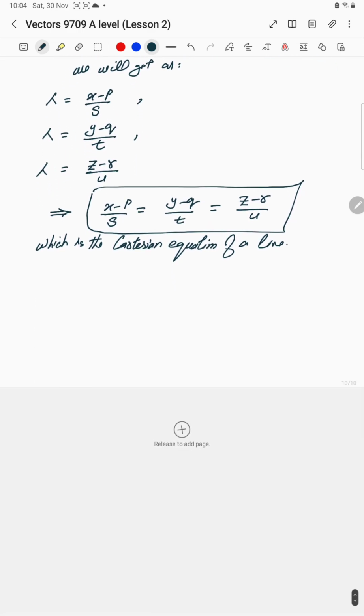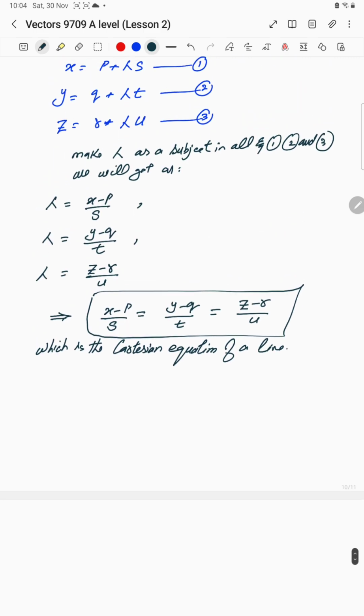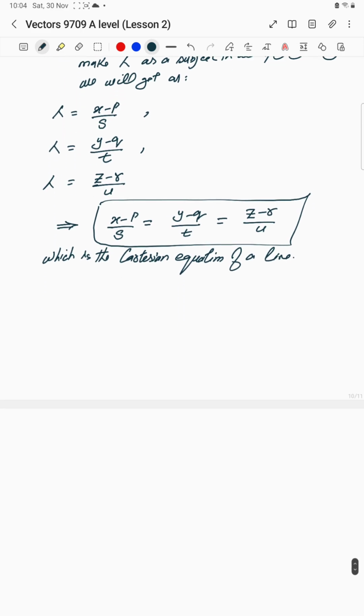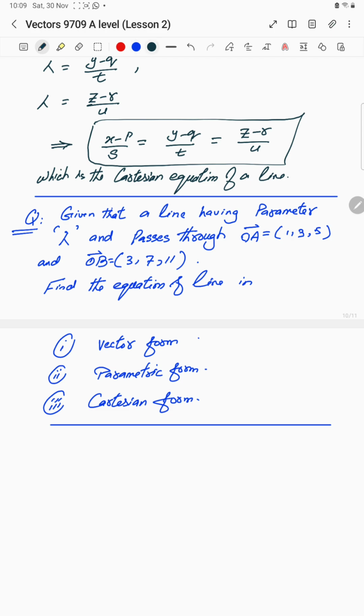I hope it is clear how we derived it from the vector form to the parametric form and then the Cartesian form. Now finally we'll do a question to practice. Okay guys, here's a question. Given that a line with parameter lambda passes through points A and B, with position vectors OA and OB with coordinates given, find the equation of the line in vector form, parametric form and Cartesian form.